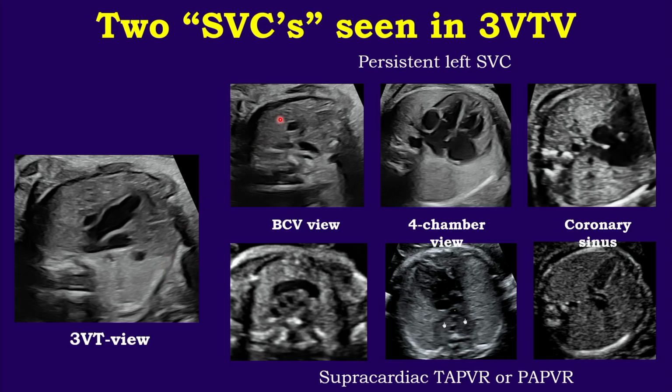In the setting of a persistent LSVC, if you look at the superior mediastinum, you will be able to demonstrate no evidence of the brachiocephalic vein. If you look at the level of the 4-chamber view, you will be able to demonstrate the circular structure that is adjacent to the lateral aspect of the mitral valve annulus. And if you slide even further down towards the diaphragm, you will be able to recognize the dilated coronary sinus.